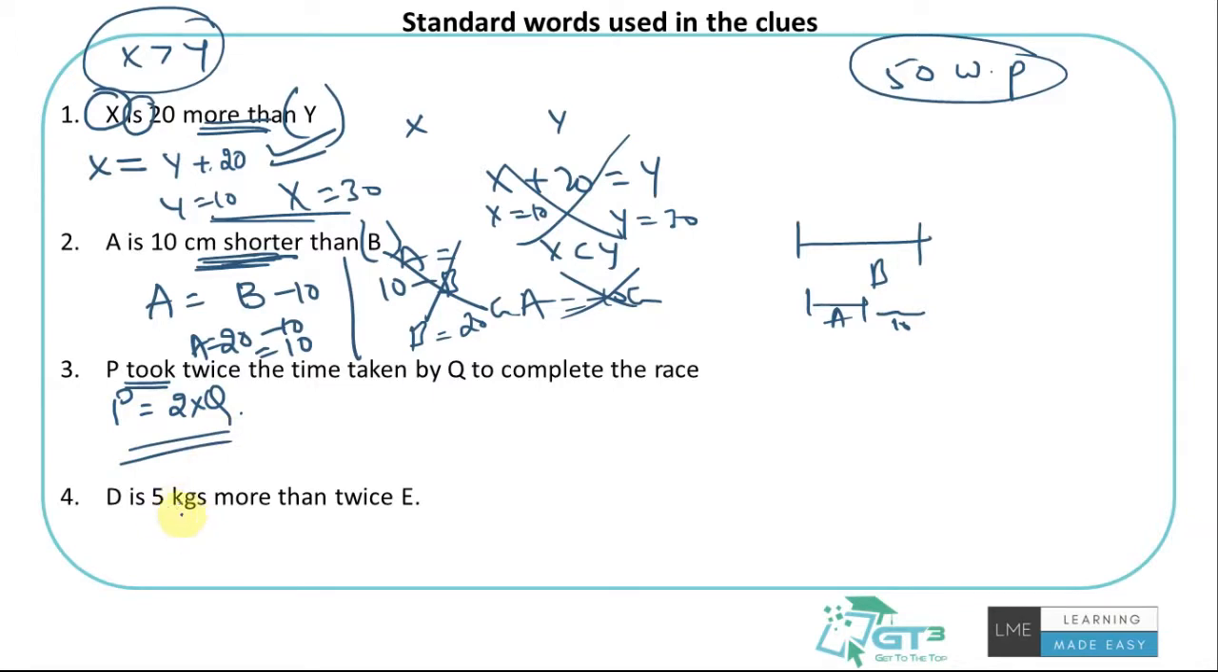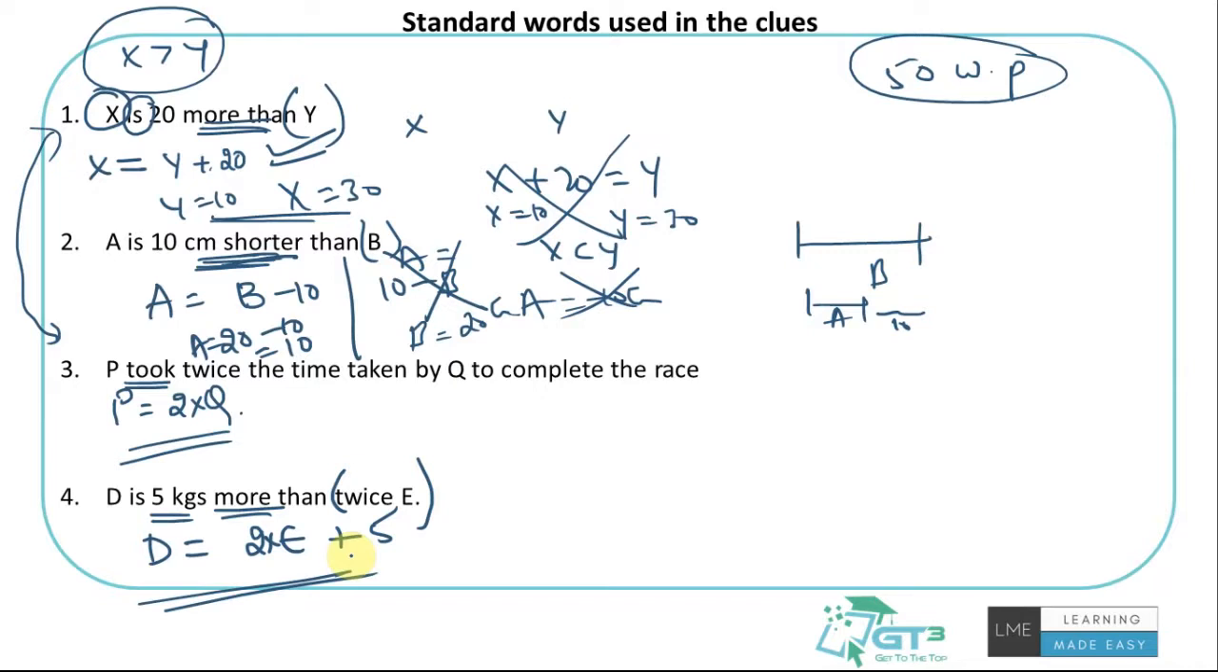D is 5 kgs more than twice C. You know, this is also a mix of 1 and 3 for me, okay? So it's basically saying D is 5 kgs more than, so I should write plus 5, as I wrote plus 20 for 20 more than Y. But it's not 5 kgs more than C, it's 5 kgs more than twice C. What is twice C? 2 into C. So 5 kgs more than twice C is 2 into C plus 5. That's how you should write it.